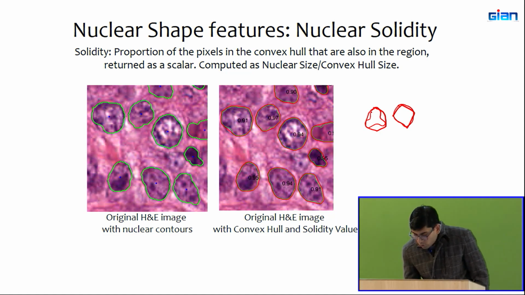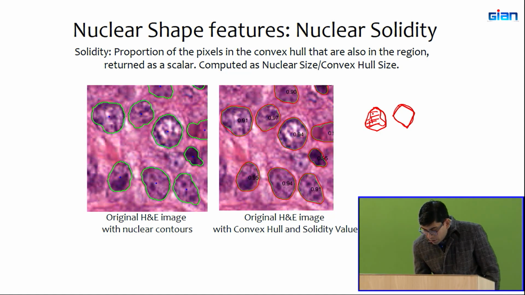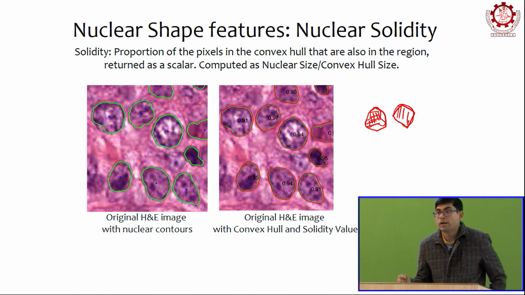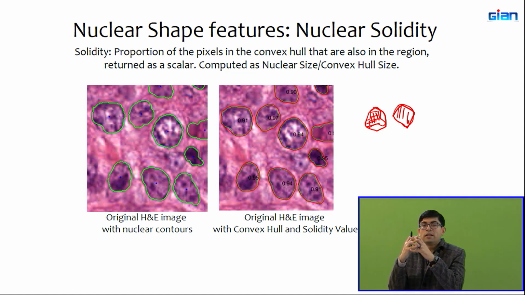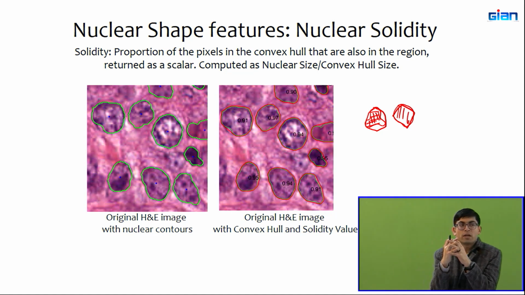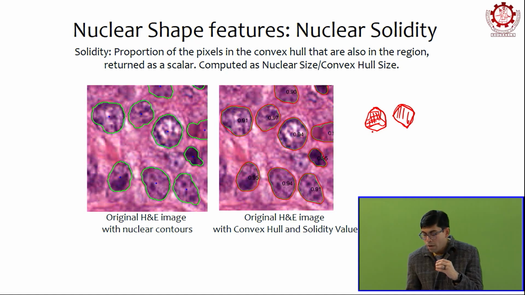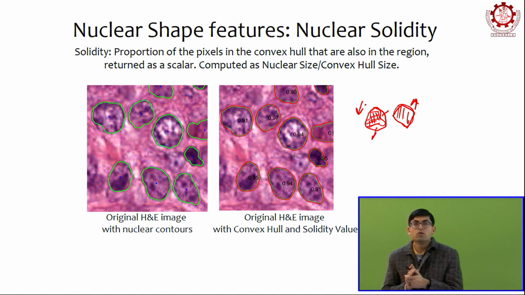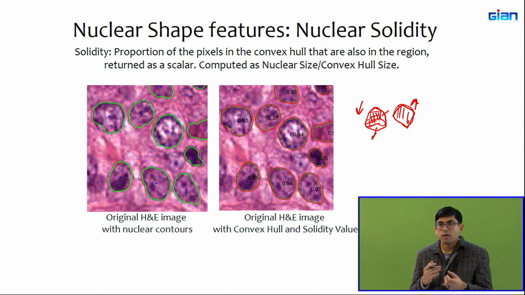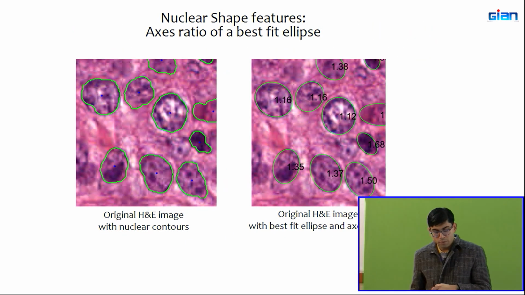So, here is the nucleus, I am shading it here. Clearly, the proportion of this nucleus that is inside the convex hull is much lower as compared to this nucleus, right. The second nucleus you see here is very strongly associated with the convex hull, but for the first nucleus you see a lot of gap between the nucleus and the convex hull. Which means that the second nucleus is more solid as compared to the first nucleus. So, these are simple ways of quantifying the shape of the different nuclei on the whole slide image.